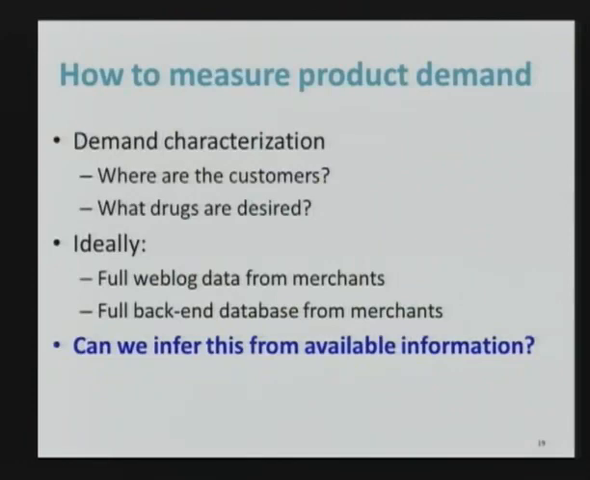So these people that are receiving these advertisements, these are who we want to focus on at this point. Now, the questions we want to ask here are, where are these customers located, and what drugs do they want to buy? Ideally, we would have the full back-end database from these merchants, and we could just take a look at that all the way through. My research group was actually able to do exactly that and corroborated a few of the results that I'm going to present here. But in the absence of this ground truth information about their business operation, what can we infer from what is available to us?